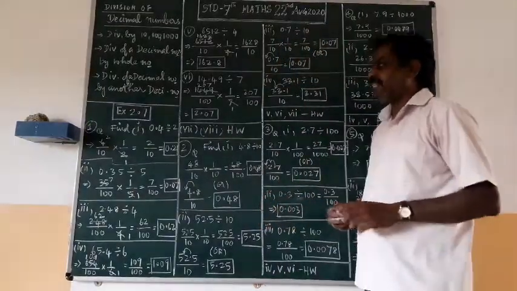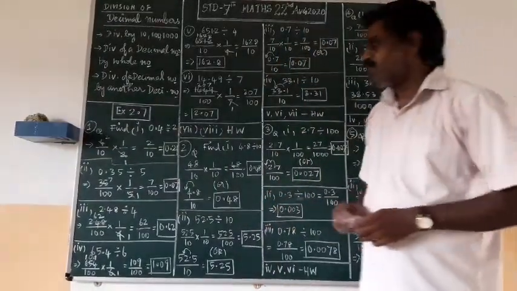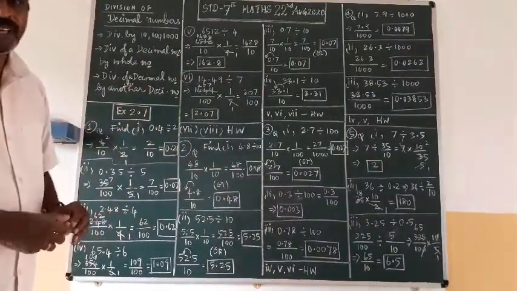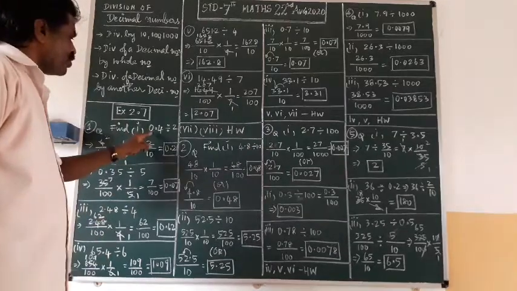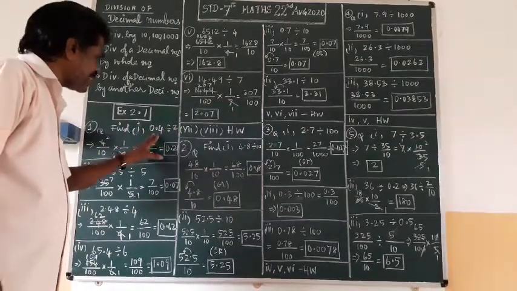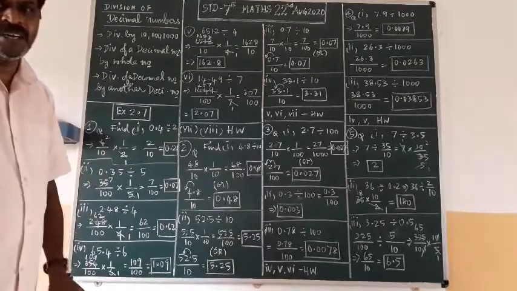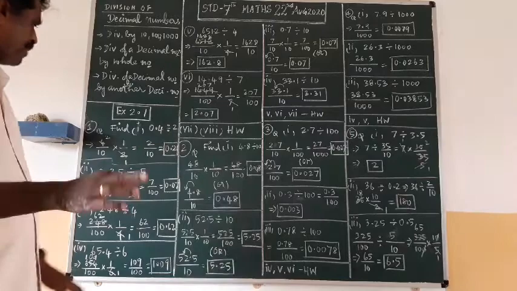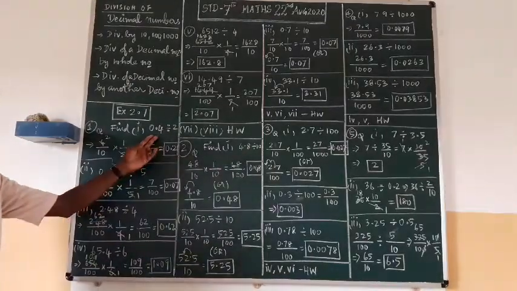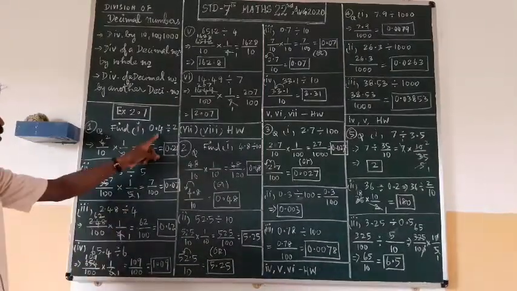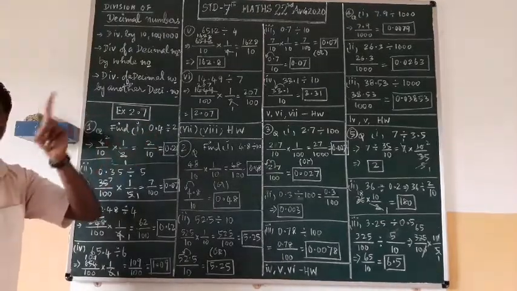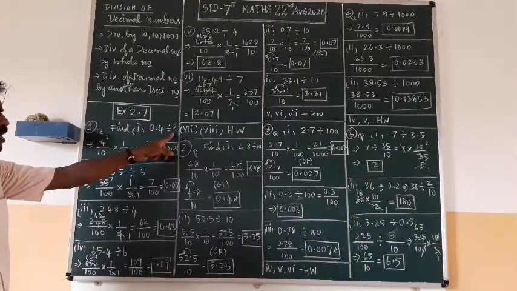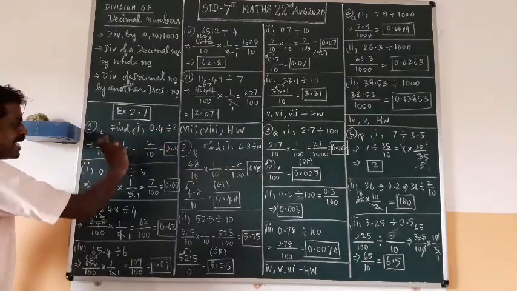So directly we will go to exercise 2.7. Find the quotients of the given numbers. The first one I am taking is 0.4 divided by 2. That means a decimal number divided by a whole number is given. I will do it by one method. First, remove the decimal: 0.4 has one digit after the decimal, so it is 4 upon 10. And the division by 2 will become multiplication by the reciprocal.